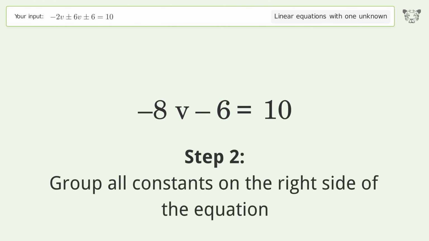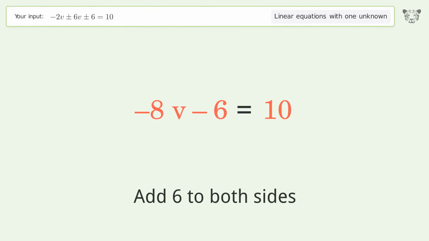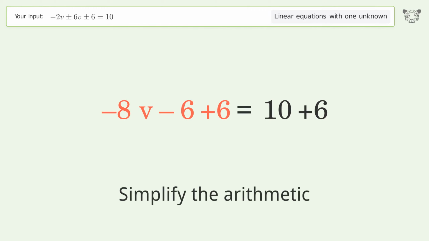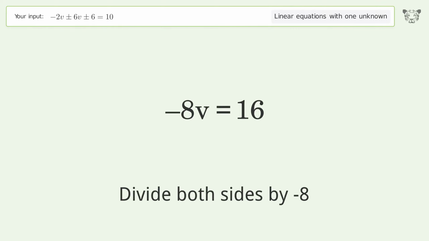Group all constants on the right side of the equation. Add 6 to both sides. Simplify the arithmetic. Isolate the v. Divide both sides by -8.